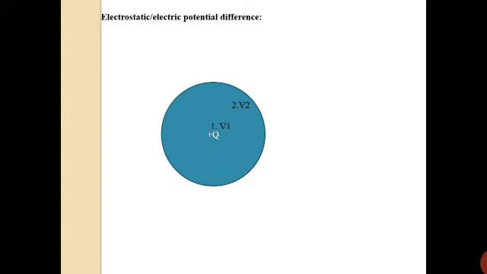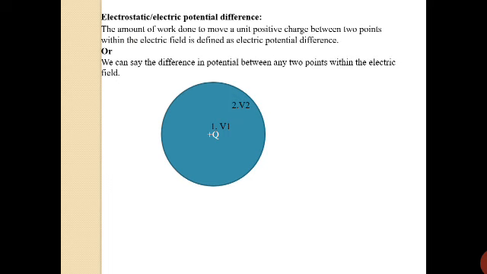So you should keep this in your mind, that if we are talking about potential, we are always talking about potential at a particular point. So there is a difference in the potential between point 1 and point 2 here, and this difference will be the electric potential difference. So you can understand in this way. Or another definition is also given here: the amount of work done to move a unit positive charge between 2 points within the electric field is defined as electric potential difference.